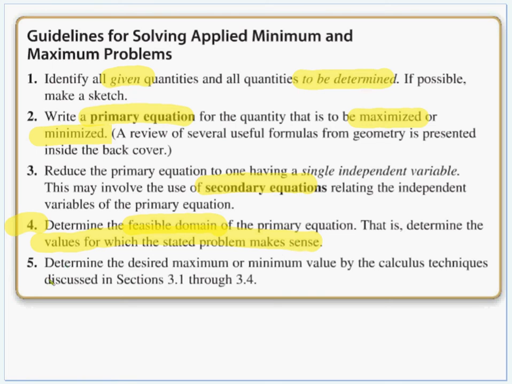Number 5, we actually do some calc. Determine the desired min or max by the calc techniques we saw in the last few sections.